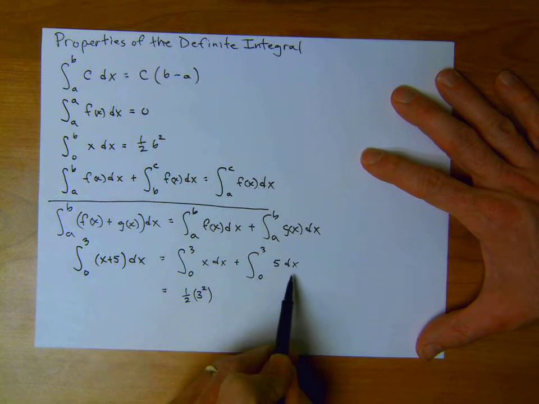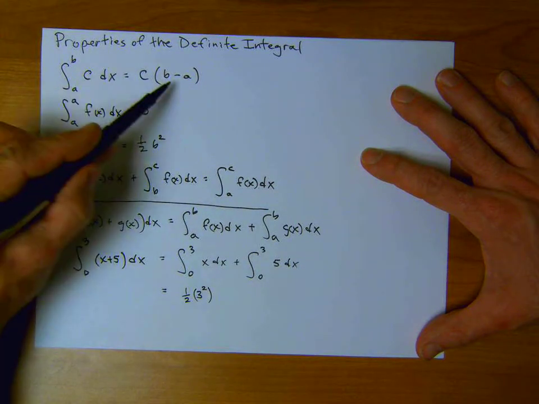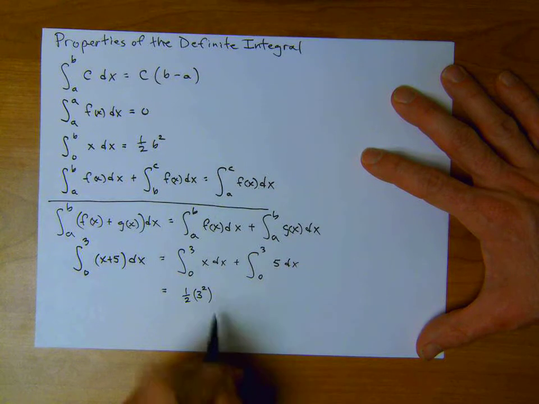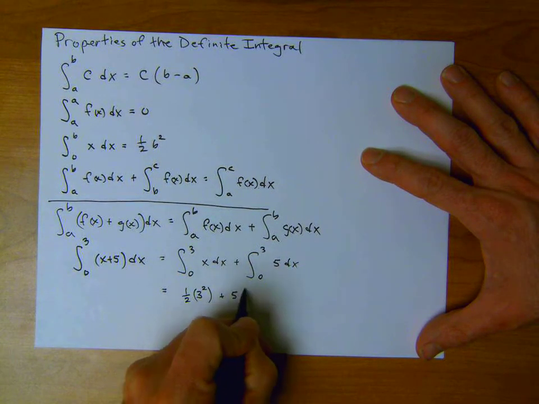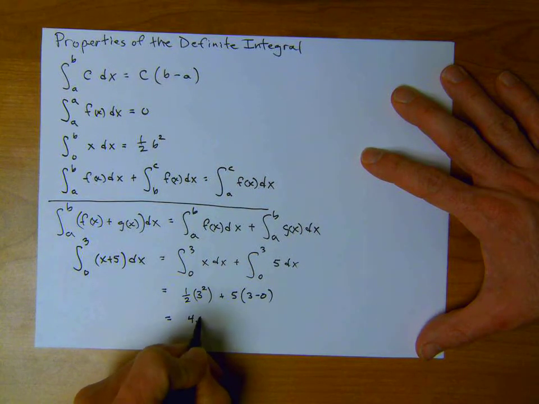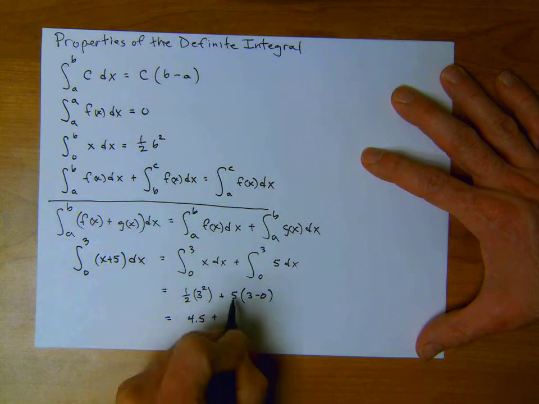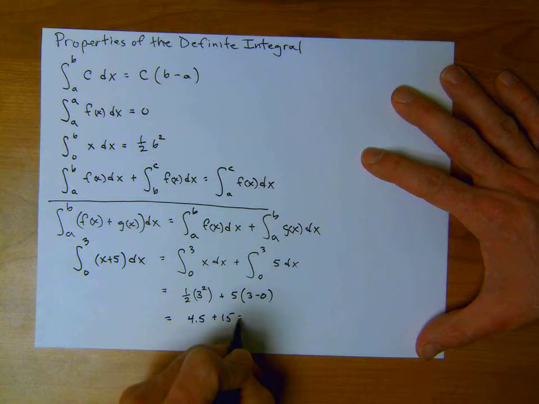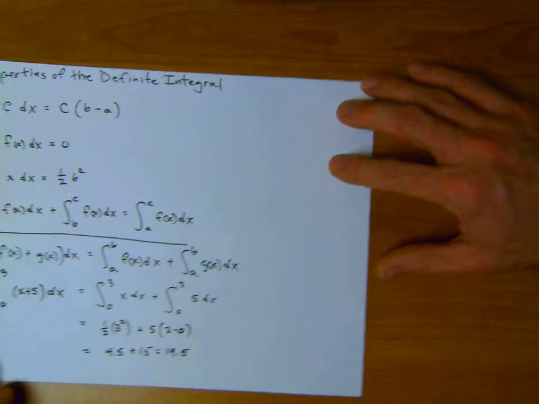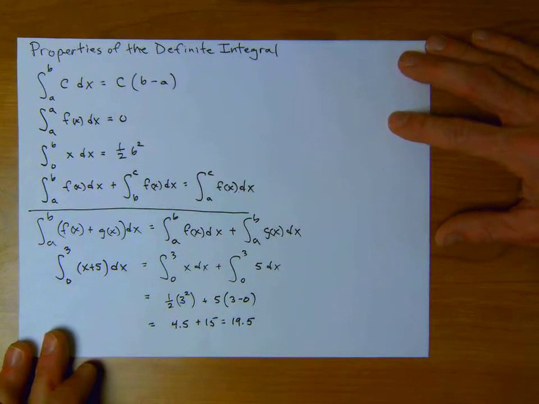All right, and for this one, I use the first property, right? This is just a rectangle, right? Because c is a constant. So this is going to be plus 5 times 3 minus 0. This is 4.5, half of 9, plus 5 times 3, which is 15. So that's 19.5.